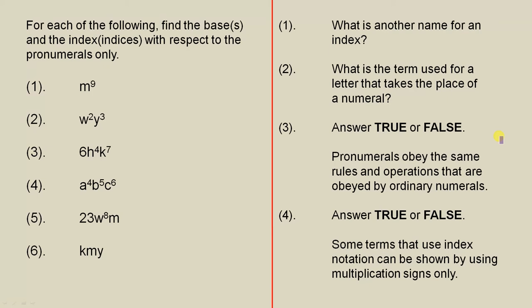For number 3, answer true or false. Pronumerals obey the same rules and operations that are obeyed by ordinary numerals. And write true or false for this one. Some terms that use index notation can be shown by using multiplication signs only. Let's look at the next slide.